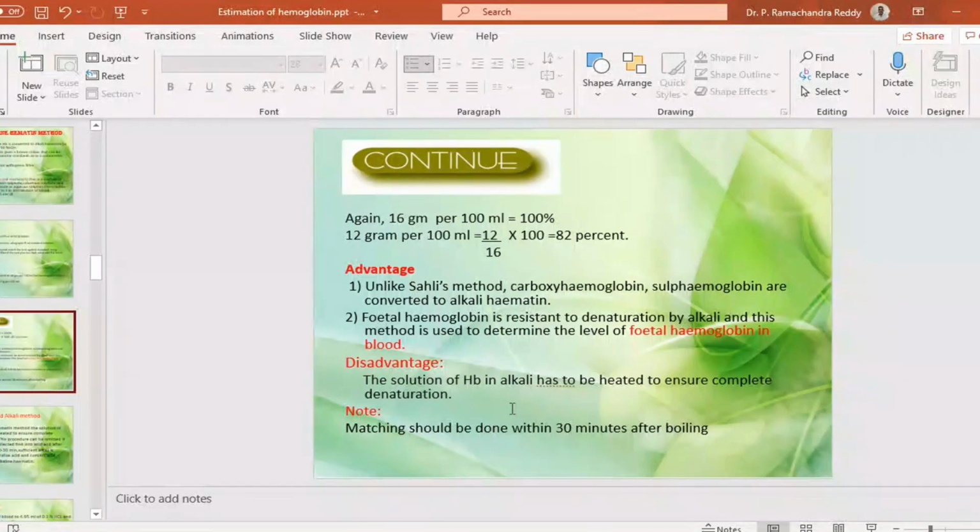Carboxyhemoglobin and sulfhemoglobin are converted to alkali hematin. So that's why it is most important. Here you can see that the carboxyhemoglobin and sulfhemoglobin are converted into alkali hematin, so you are going to get the accurate hemoglobin which is present in the blood. Okay, so that's what you can see.